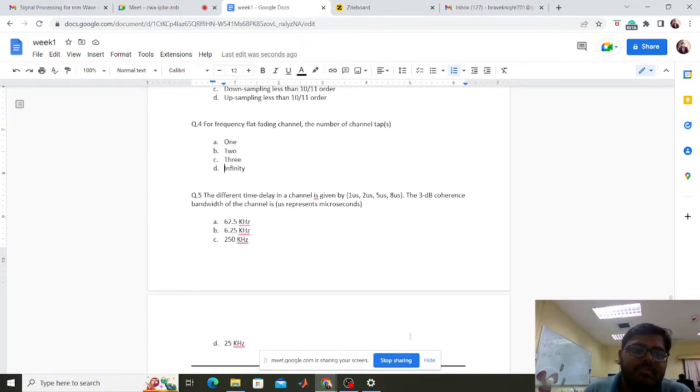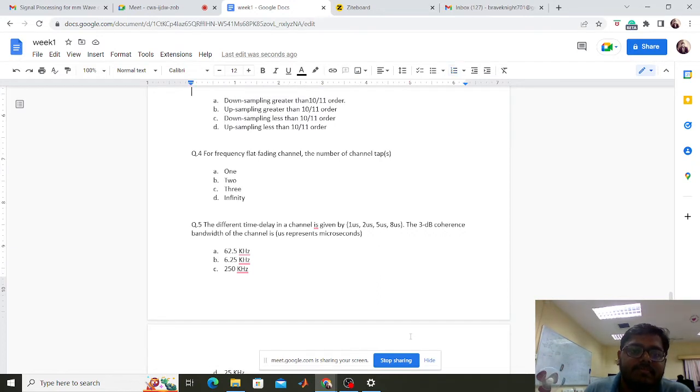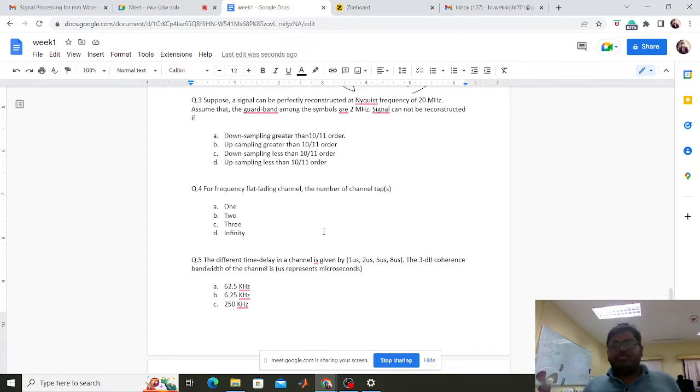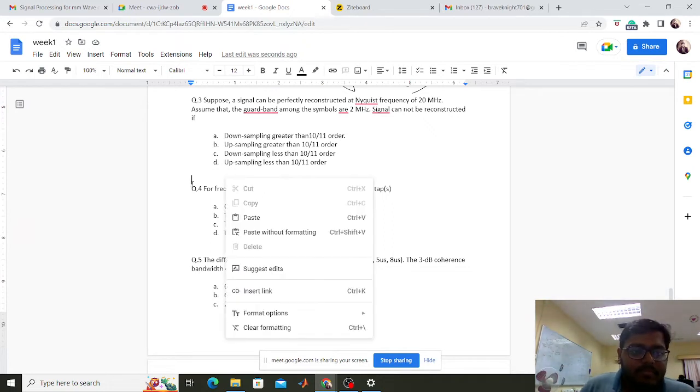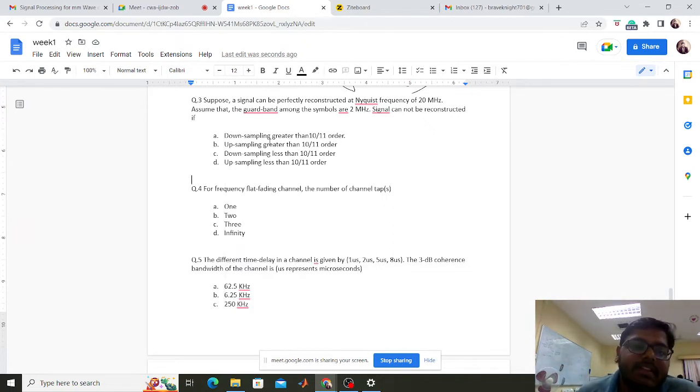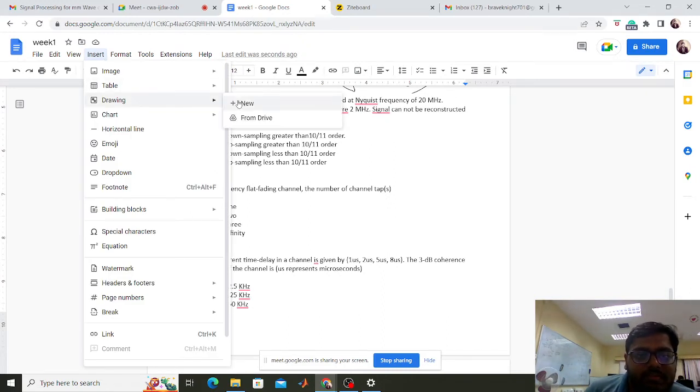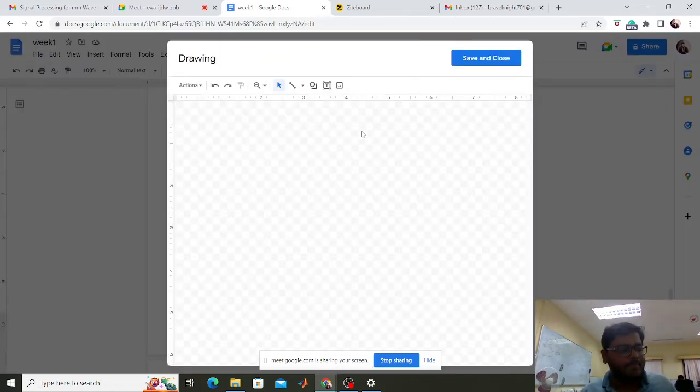Here is question number 3. Question number 3 is a little bit tricky. The question is like this: suppose a signal can be perfectly reconstructed by a Nyquist frequency of 20 MHz, and assume the guard band among the symbols is 2 MHz. The signal cannot be reconstructed when? Let us solve this question. Let me draw the frequency axis first.